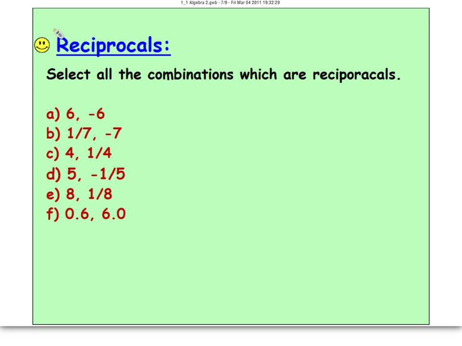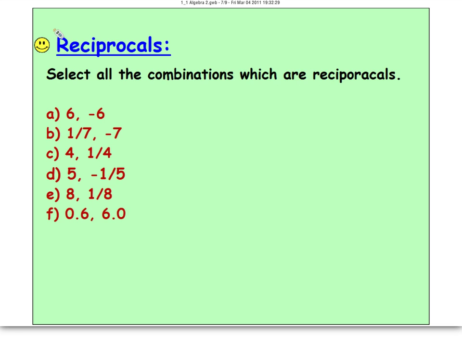Another vocabulary word you might hear is reciprocals. Now, which ones are reciprocals? Be careful, these two, 6 and negative 6, are opposites. That's not true. What reciprocal means is you flip it. So if I had the number 1/5, its reciprocal would be 5/1. So if you look at letter B, if I have 1/7, its reciprocal would be 7/1, which is the same as 7, but they're saying negative 7, so that's not true. Letter C is a reciprocal, that works.